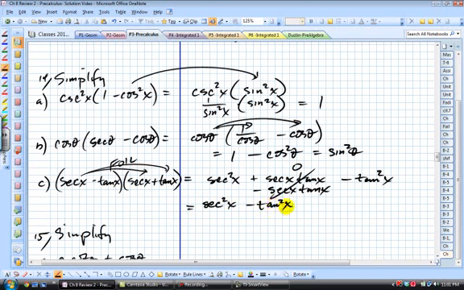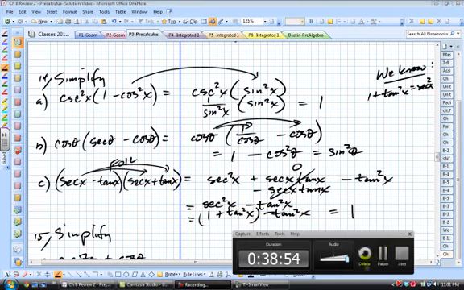And you might be thinking you're done, but you got to remember that secant squared x, we know that 1 plus tangent squared x equals secant squared x. So I'm going to do a substitution here. Okay, so I make the substitution and then simplify, and the tangent squareds cancel out and they get 1. Now I'm done.